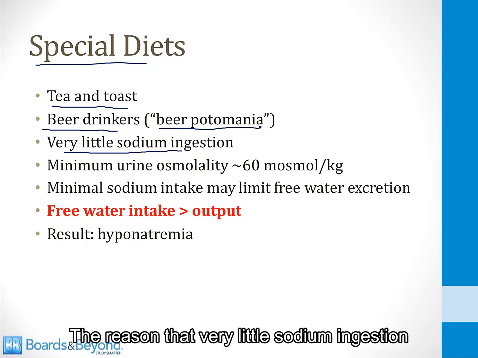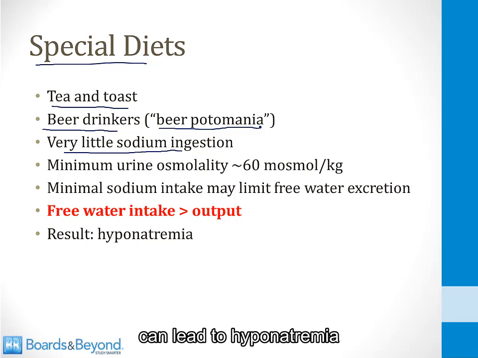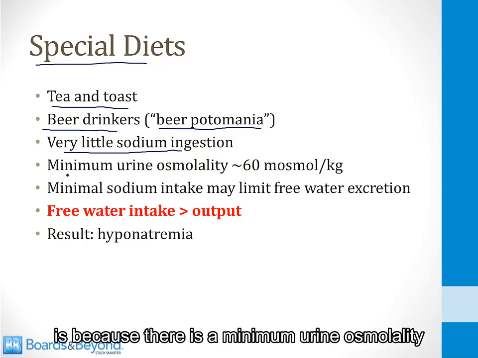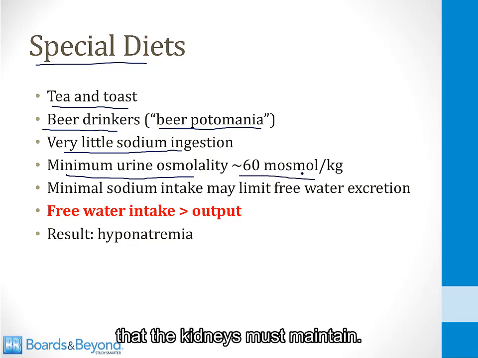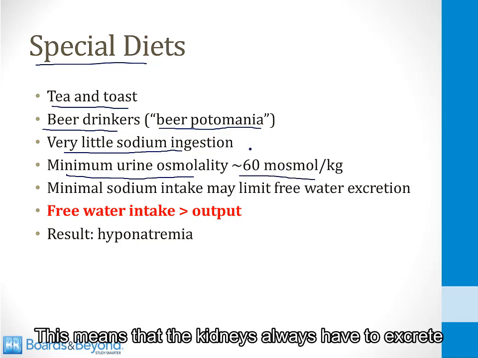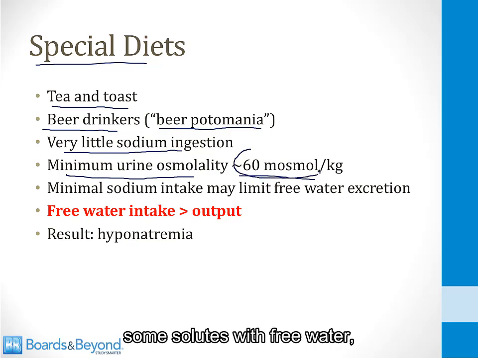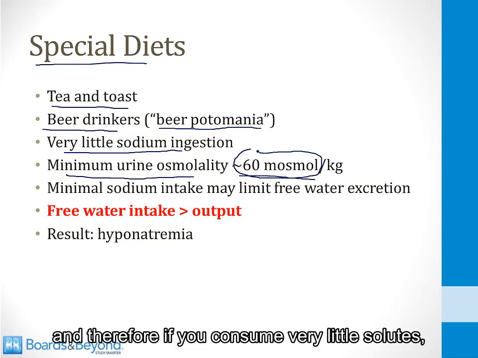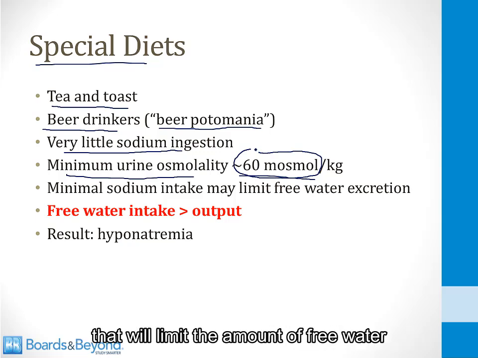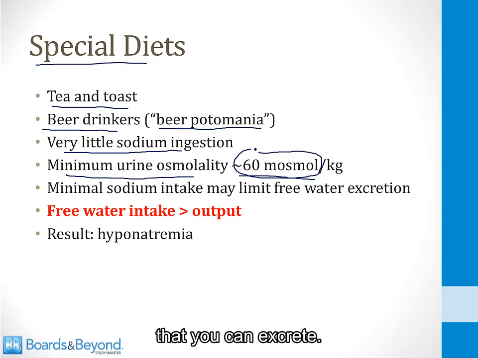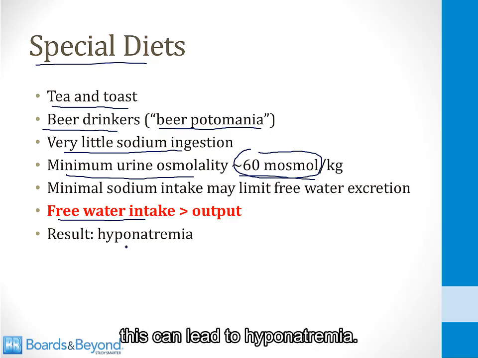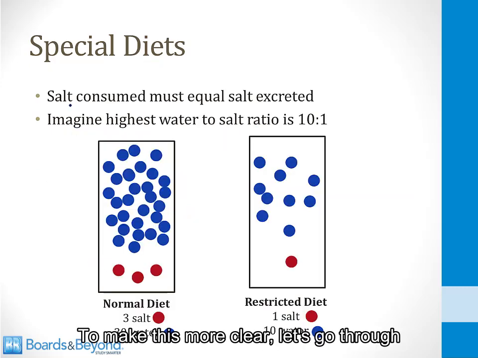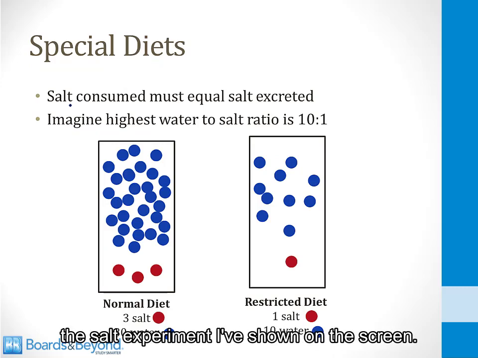The reason that very little sodium ingestion can lead to hyponatremia is because there is a minimum urine osmolality of about 60 milliosmoles per kilogram that the kidneys must maintain. This means that the kidneys always have to excrete some solutes with free water, and therefore if you consume very little solutes, in other words, very little sodium, that will limit the amount of free water that you can excrete. And then if you intake more free water than the kidneys are capable of excreting, this can lead to hyponatremia. To make this more clear, let's go through the thought experiment I've shown on the screen.